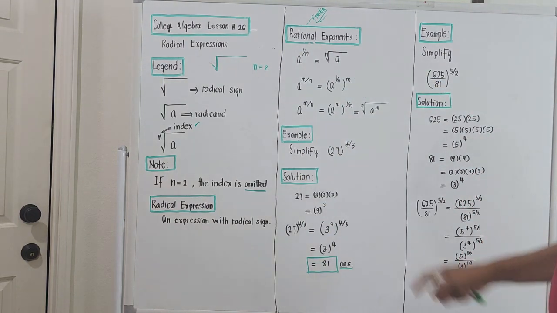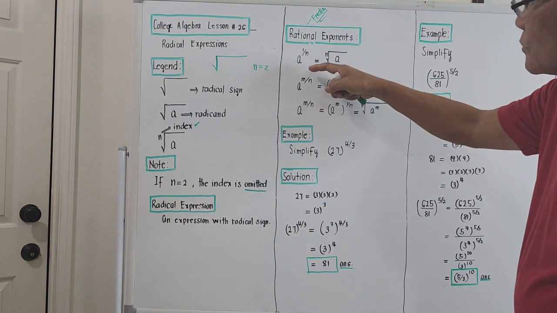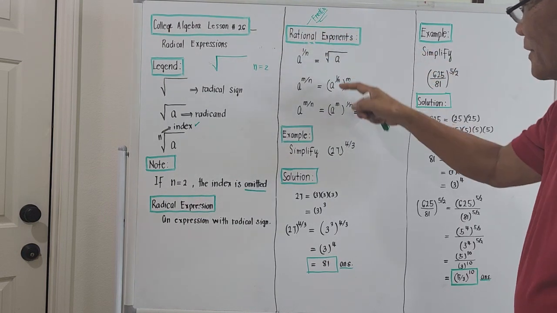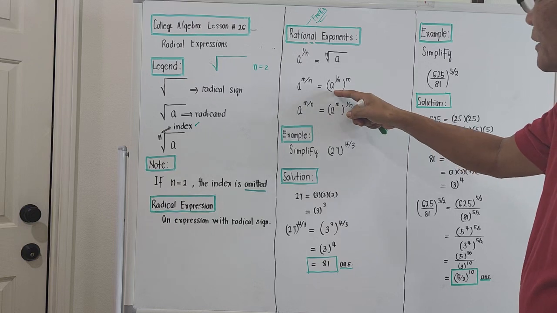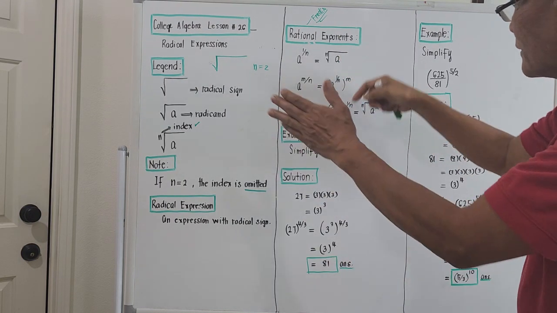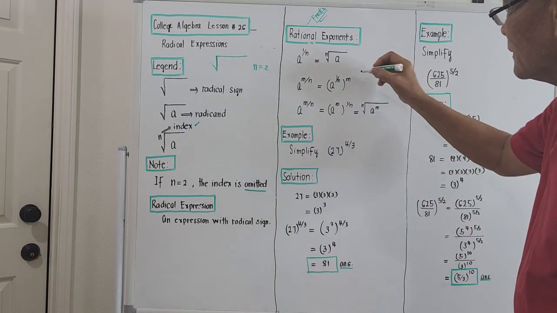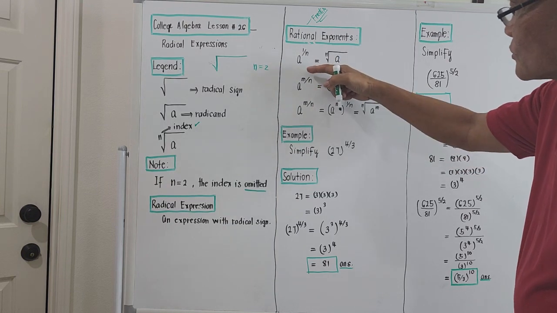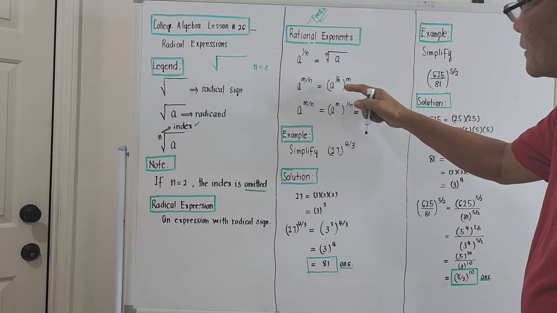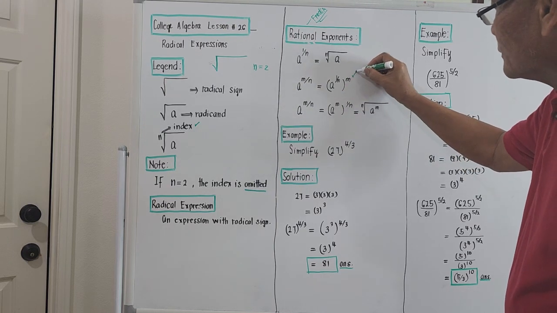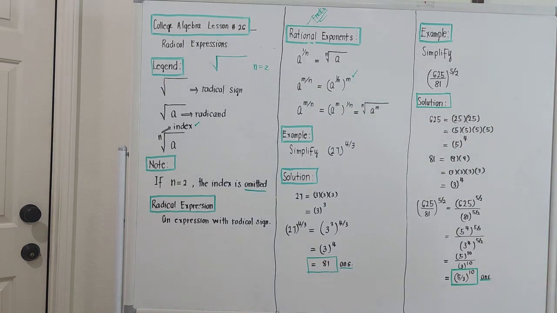Next one, a raised to the ratio m over n. Rational exponent, fraction. This can be written as, this is one variation, a raised to 1 over n, with the quantity again raised to the m power. So meaning to say, a raised to m over n can be written as a raised to 1 over n, raised again to the m power. That's the first equivalent.